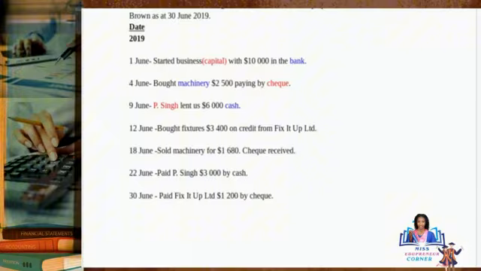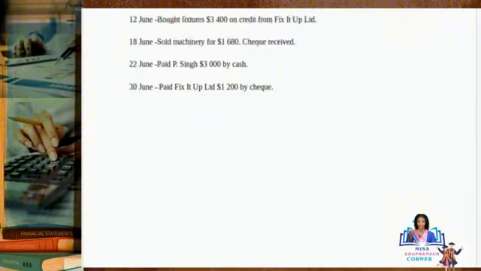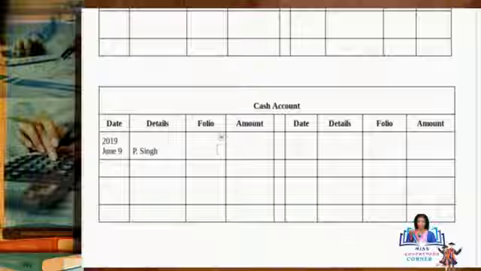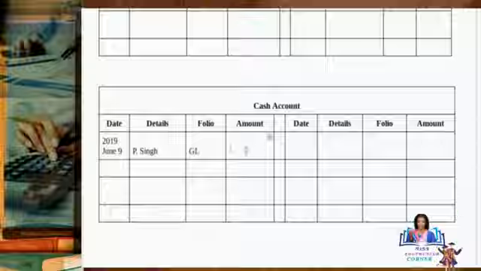Alright, so let's make this entry in the ledger account. So on June 9, in the detail, we have P. Singh. P. Singh is a liability account and this is found in the general ledger. And the amount of $6,000.